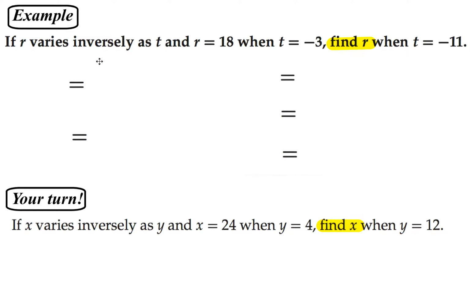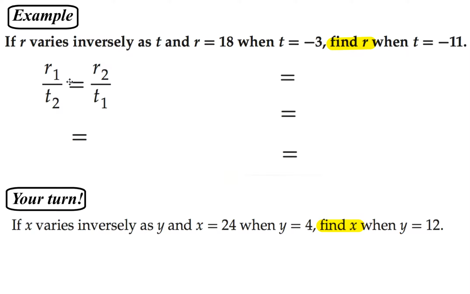Our third example here says r varies inversely as t, and r is 18 when t is -3. Find r when t is -11. Well, in this equation, when we solved it for k, it was equal to the quotient of the two variables, r1 over t1 and r2 over t2.